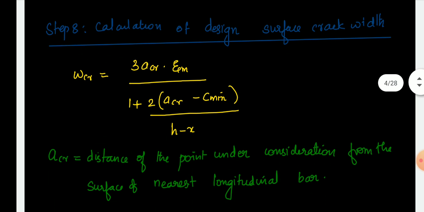The next is the calculation of design surface crack width, given by the equation Wcr is equal to 3 acr epsilon m divided by 1 plus 2 into acr minus c minimum divided by h minus x, where acr is the distance of the point of consideration from the surface of the nearest longitudinal bar. Whichever point we take, the distance from that point to the nearest reinforcement bar is denoted as acr. All of the terms are familiar to us. C minimum means the clear cover or the minimum cover. h means overall depth, x is the neutral axis depth, and epsilon m is the average strain.